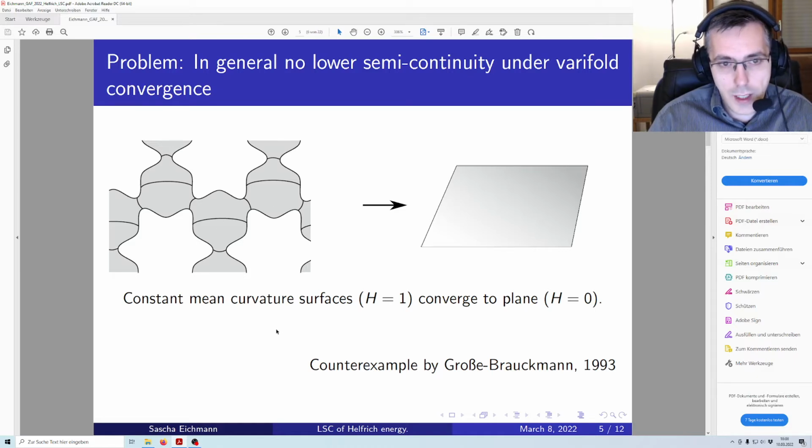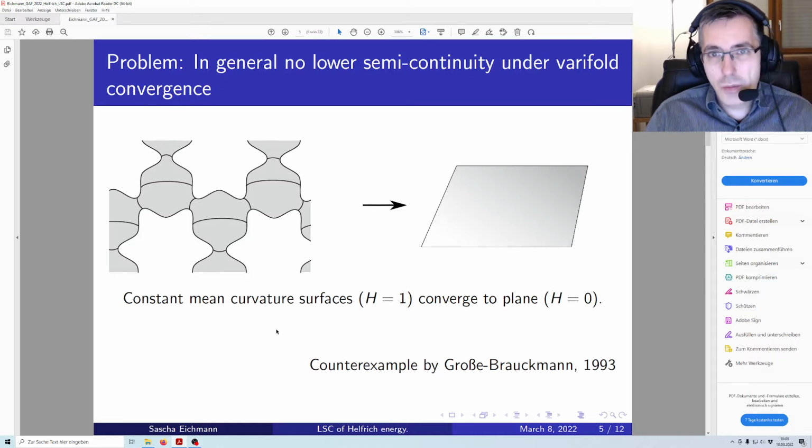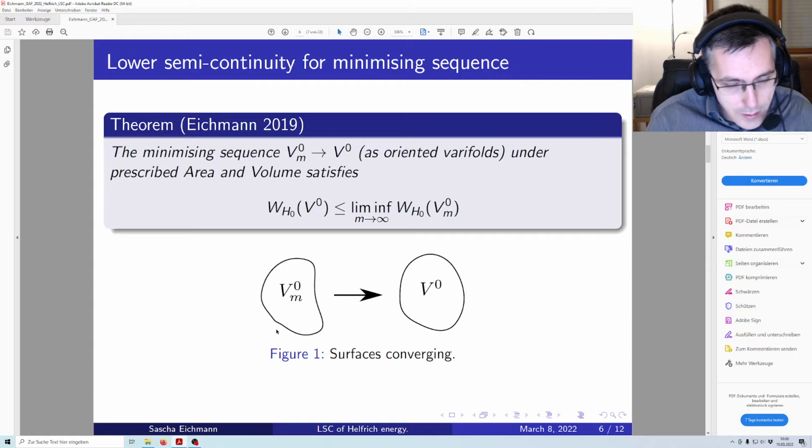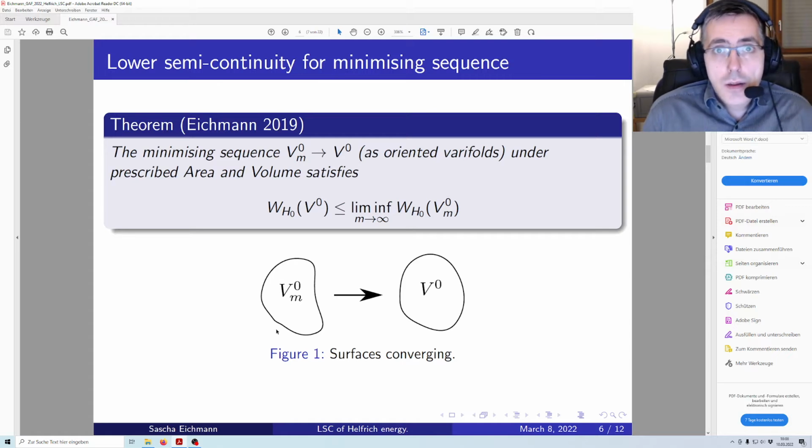So this cannot happen, which also means we still have some chance for our problem that we can establish such an estimate. Okay. And indeed, there is hope. I've shown a little theorem in 2019, which basically says the following.